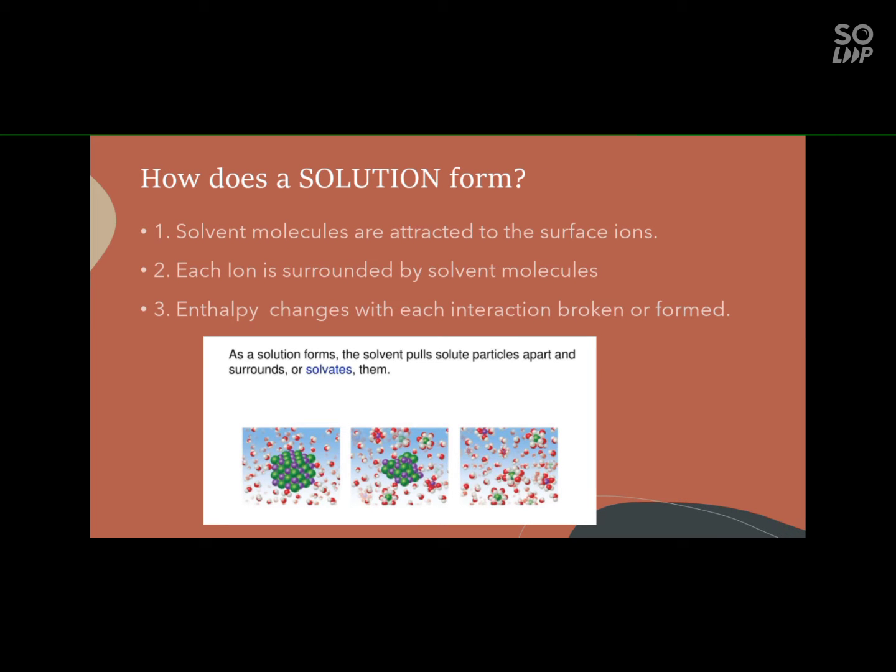So how does a solution form? First, solvent molecules are attracted to the surface ions. Second, each ion is surrounded by solvent molecules. Third, enthalpy changes with each interaction broken or formed. As a solution forms, the solvent pulls solute particles apart and surrounds or solvates them. So what does solvate mean? A solvate is a compound that forms between a solute and its solvent.